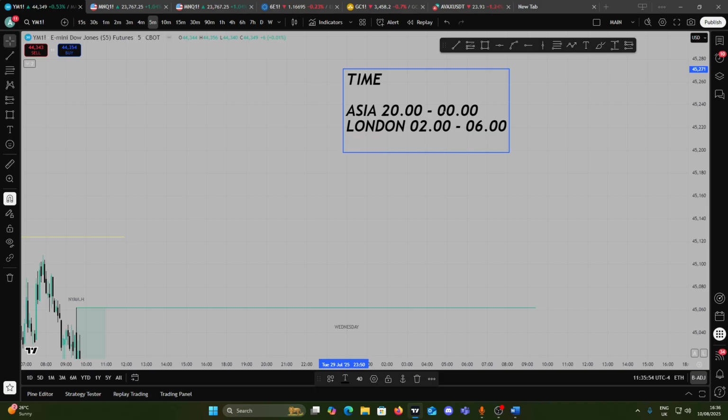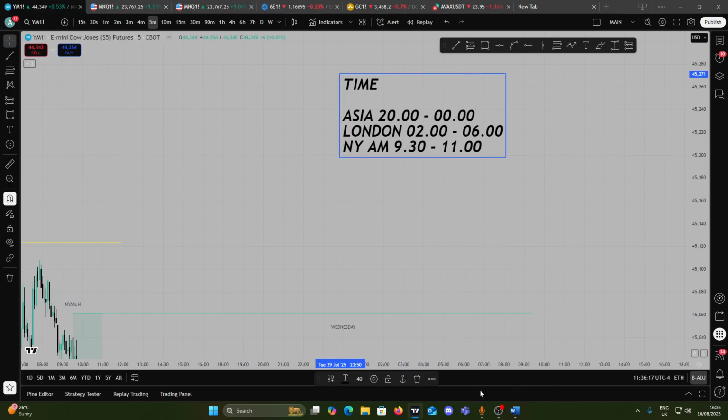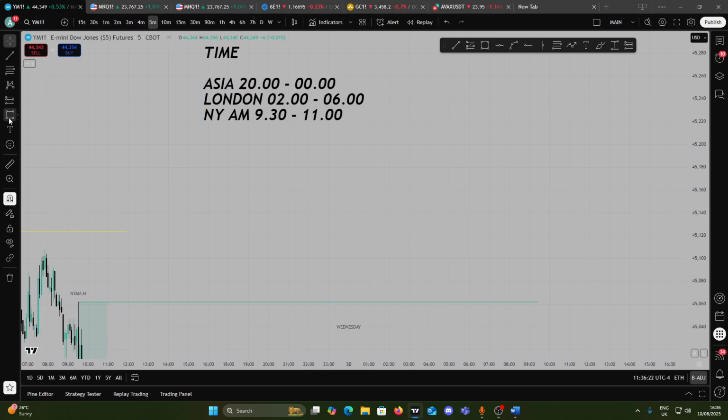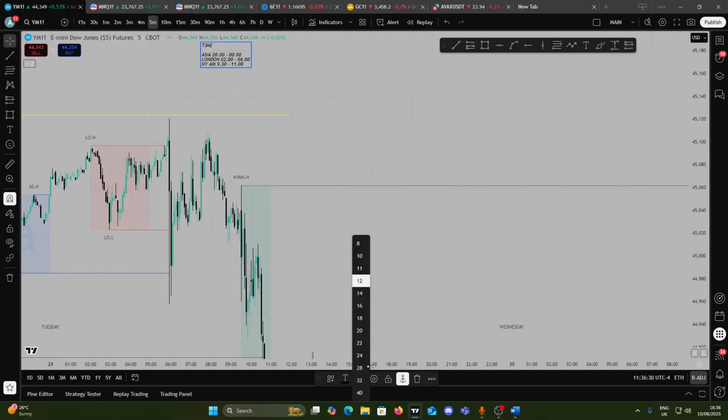Then we have the New York AM session, which is also considered the Wall Street futures open. It starts at 9:30, and I personally only take it up to 11. That's a modification, so that's the first modification. You can write it down or pin it right there. What time should you focus on the most? This London session. It will give you the most trades.